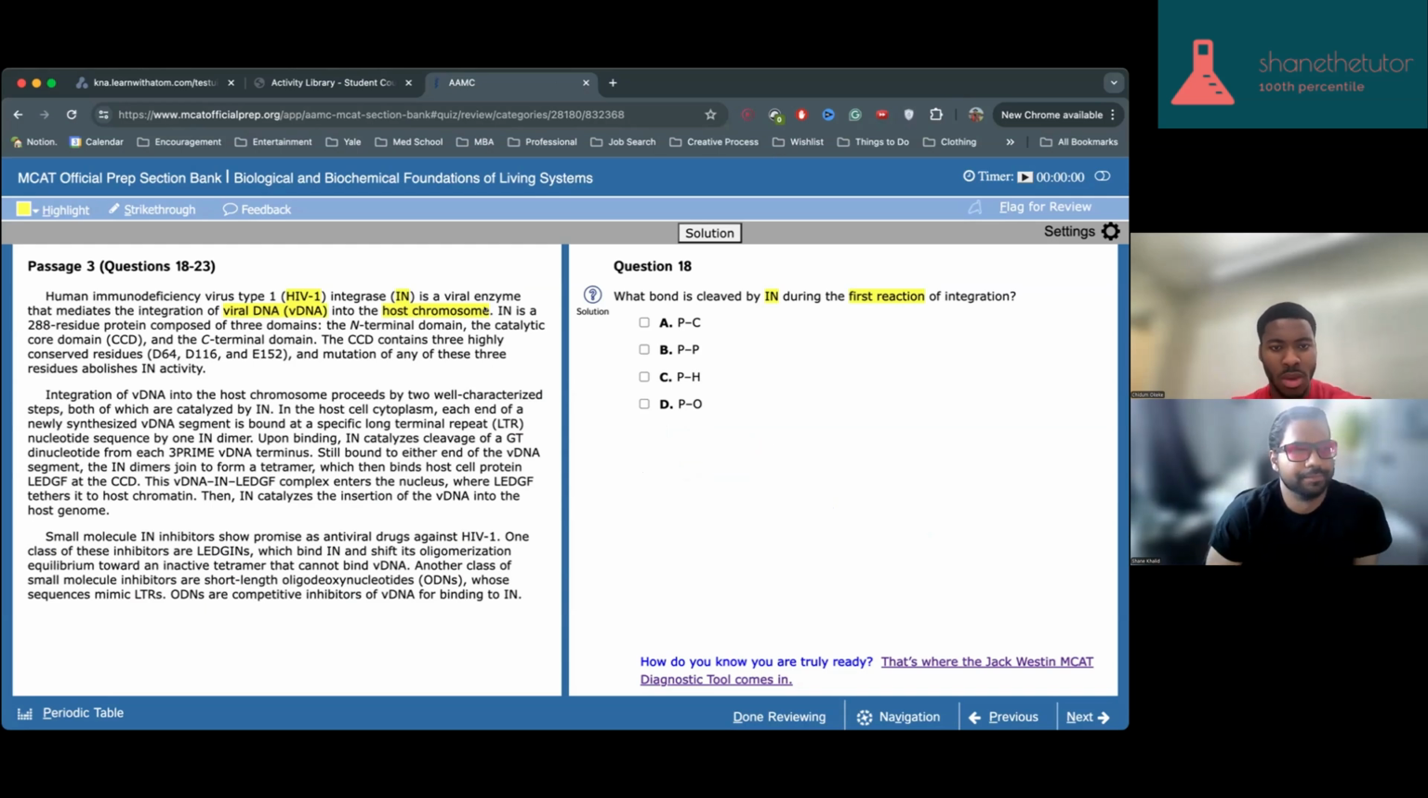Okay, fair enough. Going on to the passage, this enzyme IN, 288. I'd highlight that because I would assume they might ask about amino acids. Usually when I've seen them, they'll ask how many kilodaltons something is. What information do you have to know to figure out something like that, like the weight in kilodaltons?